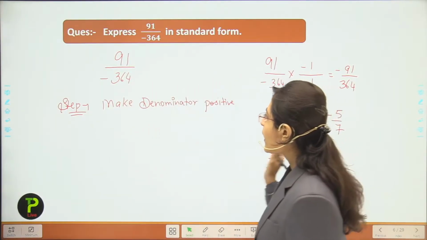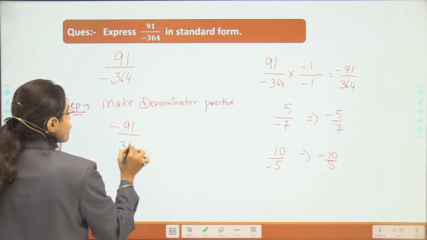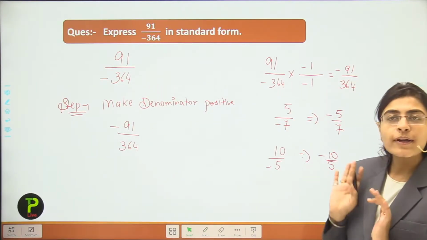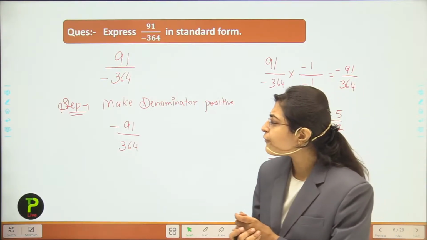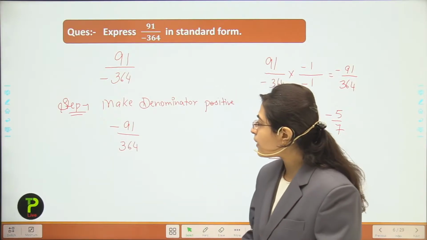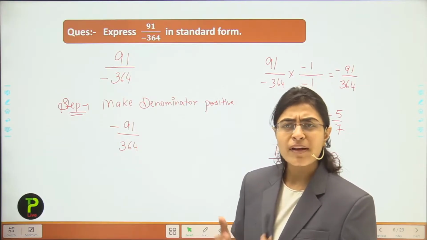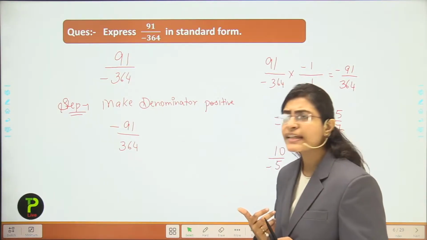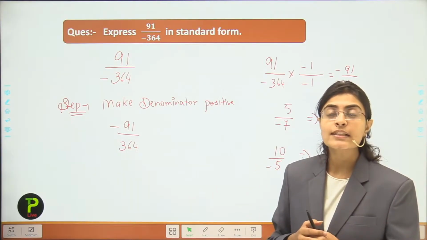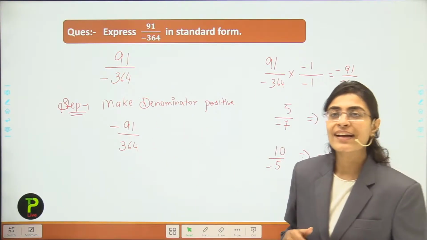So now I am writing it over here, minus 91 by 364, and our first step is done. So the denominator got positive. Now I can't find the common factor because the numbers are too big, isn't it? It is not divisible by 2, it is not divisible by 3 as well, not by 5. Then how will we proceed? So when we don't find a particular factor, just factorize it. Just factorize and you'll get your answer.